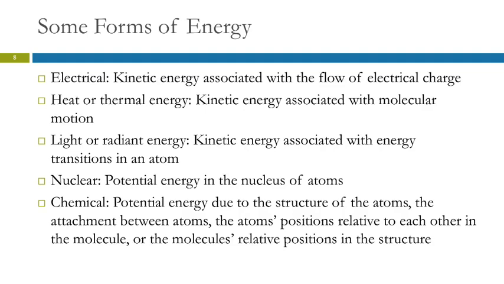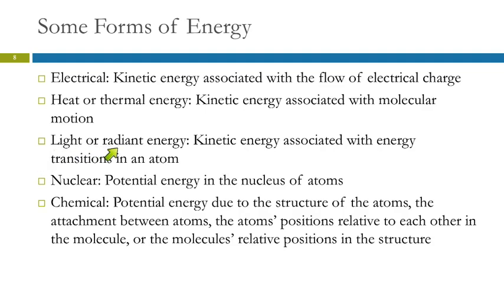Just some examples of forms of energy. Electrical energy. If you've ever stuck your finger in an electrical socket or been shocked by a frayed cord, is there energy there? Yeah. So electrical energy is a form of kinetic energy due to the flow of electrical charge. Electricity is the flow of electrons. The electrons are moving, and so that's a form of kinetic energy. Heat or thermal energy, we just talked about that. That's kinetic energy associated with molecular or atomic motion.